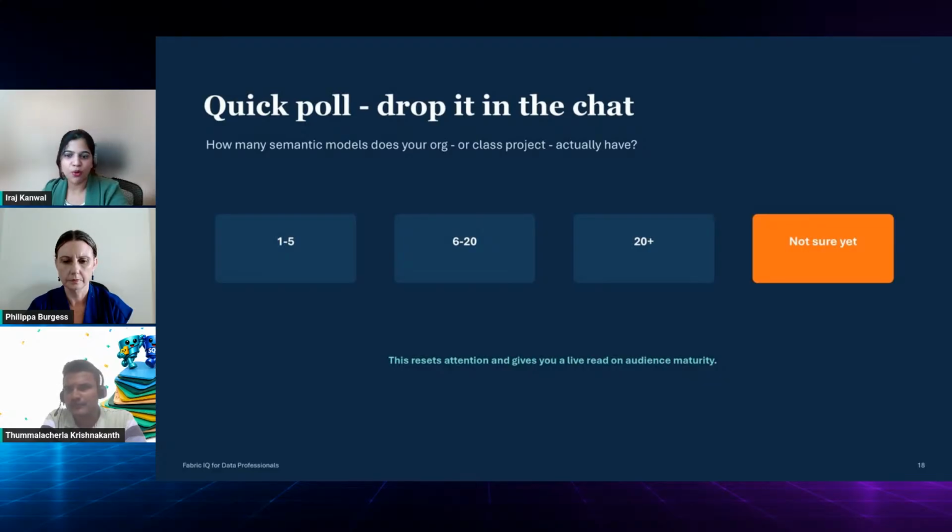So just a quick poll in the chat to get to know. Let us pause and make this real, because I want to know how many semantic models your organization is using right now. So if we can take a pause and see how many of you are aware of semantic models, and how many semantic models you think you or your organization are using right now.